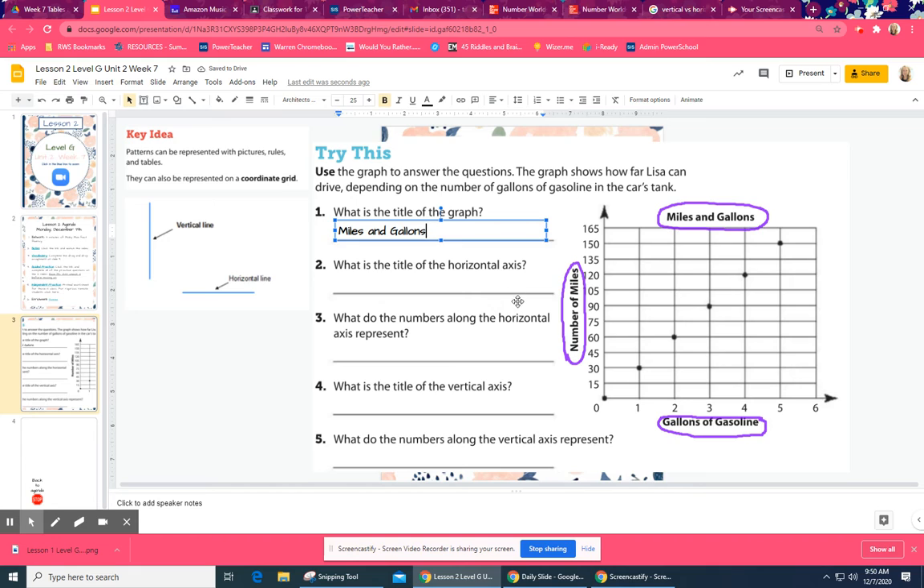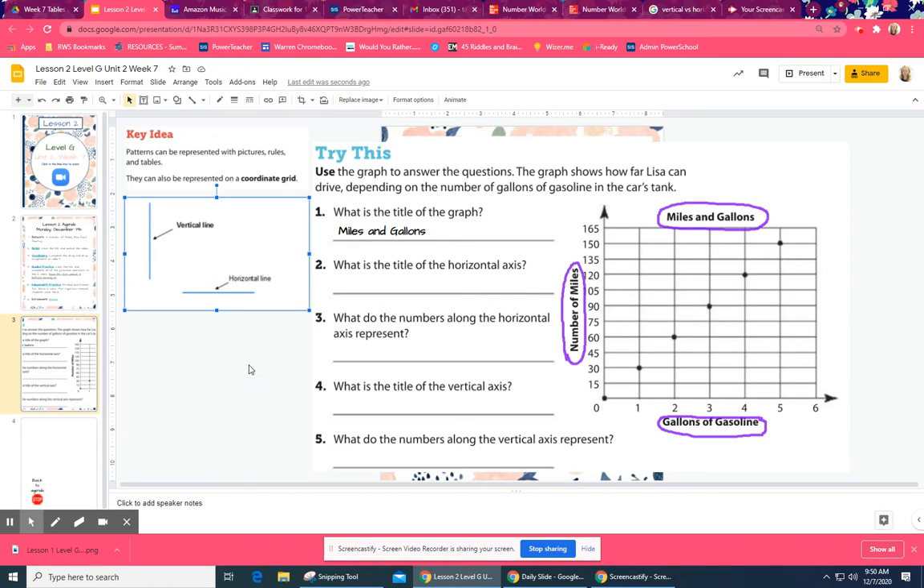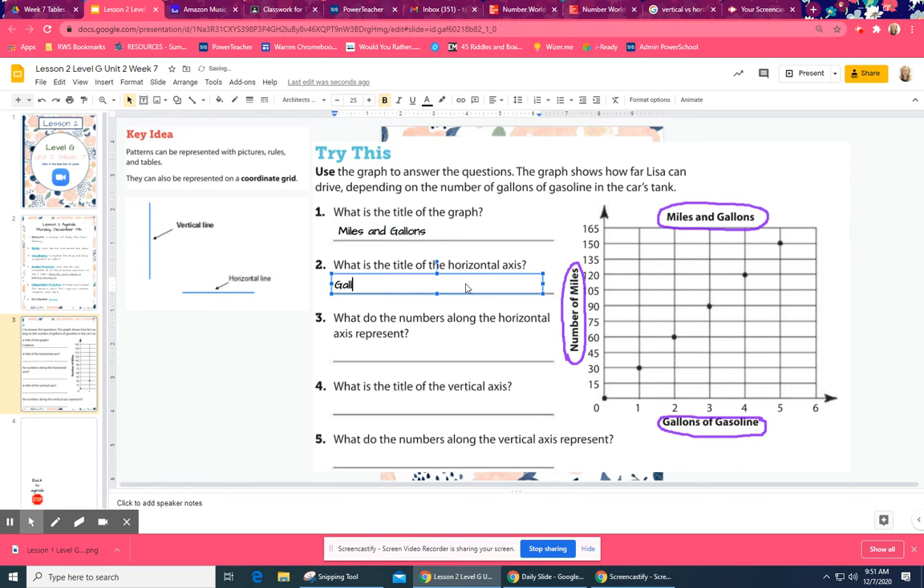What is the title of the horizontal axis? And then I tossed this over here in case you don't know the difference between horizontal and vertical. Horizontal is the one on the bottom, so it's the x-axis. And it says gallons of gasoline, all capital.